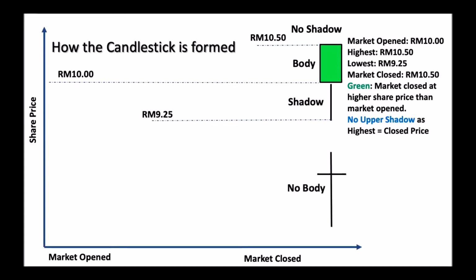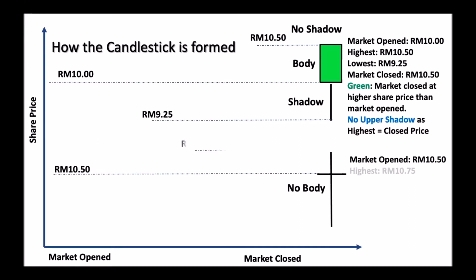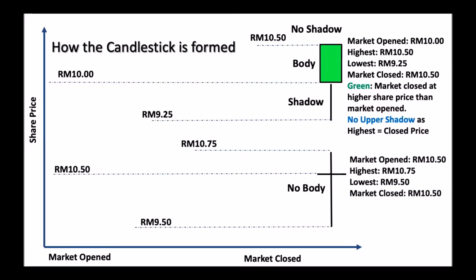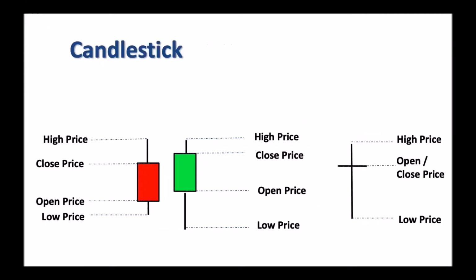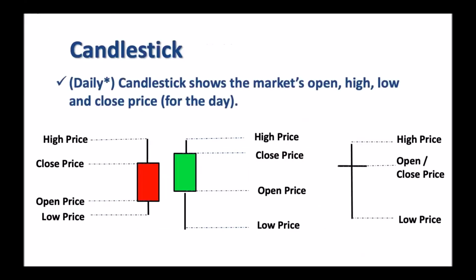And sometimes we see there's no body, only a cross like that. This is probably because the market opened, for example, at 10.50, then reached a high of 10.75 and a low of 9.50, and at the end it closed at the same price that it opened. This is called a doji, a Japanese word. The market closed at the same price as it opened. Basically, a daily candlestick shows the market's open, high, low, and close price for the day.